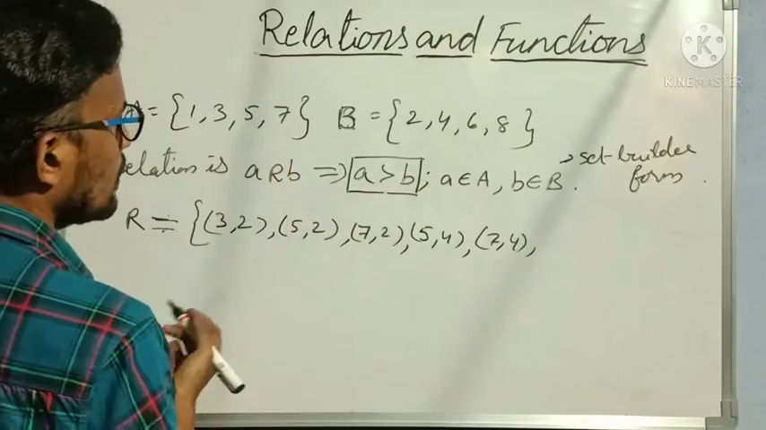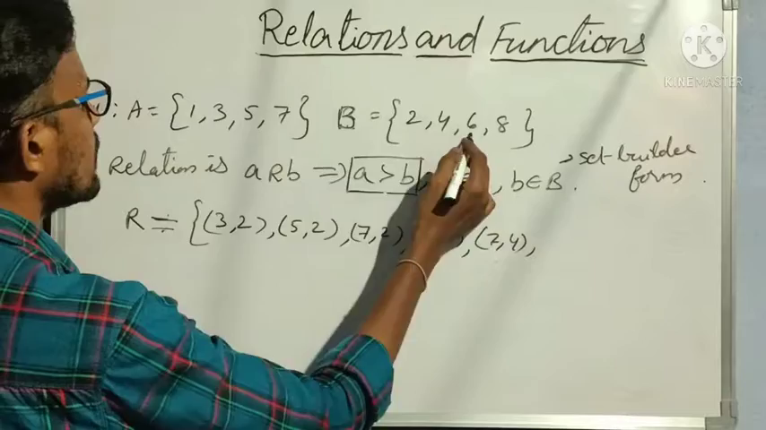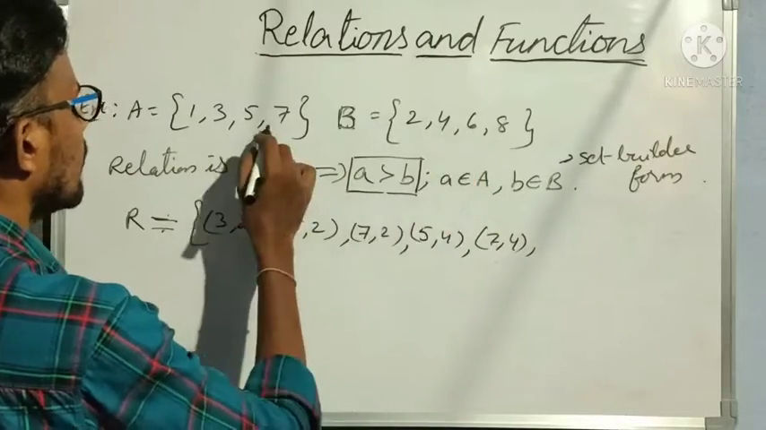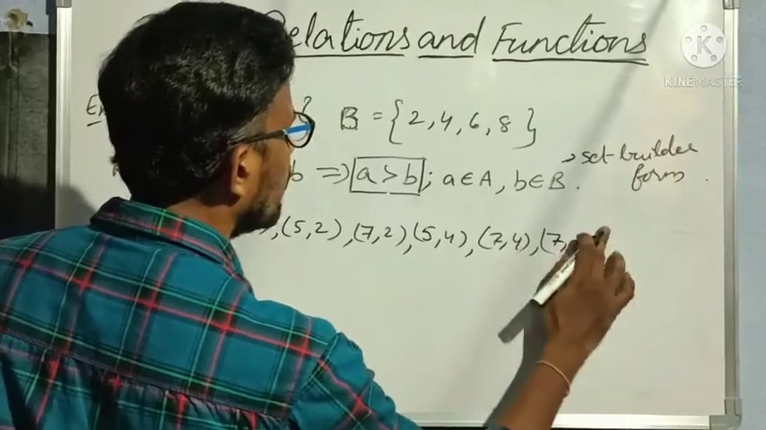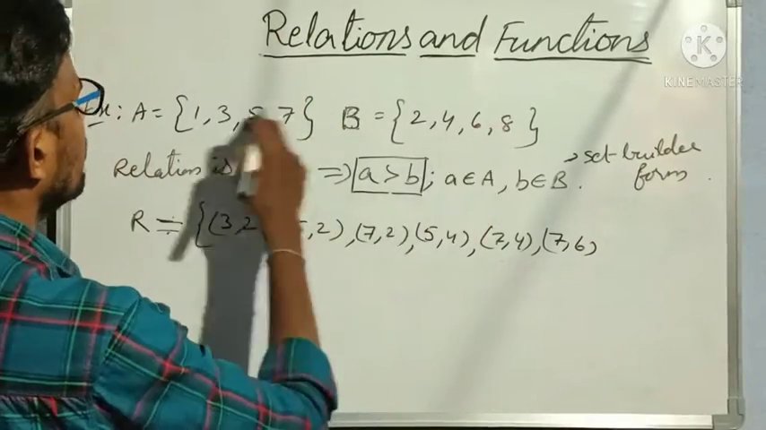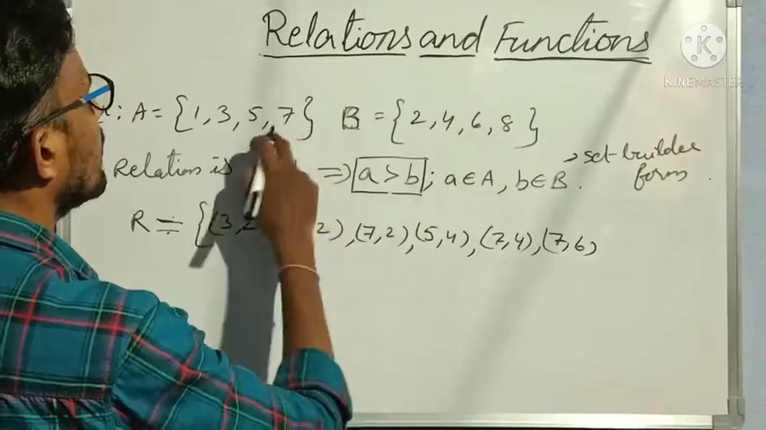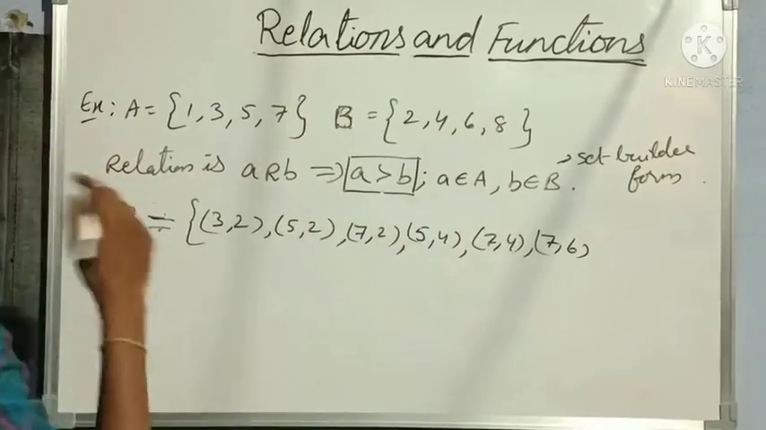1 comma 6, is it possible? No, not possible. 3 comma 6 is also not possible. 5 comma 6 is not possible. 7 comma 6, yes, this is possible. Okay, now let us see 1 comma 8, 3 comma 8, 5 comma 8, 7 comma 8. In all cases we are getting less than, so not possible.